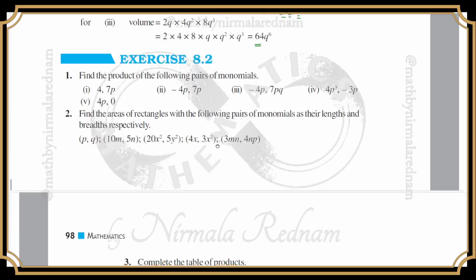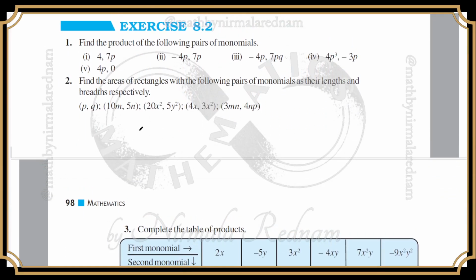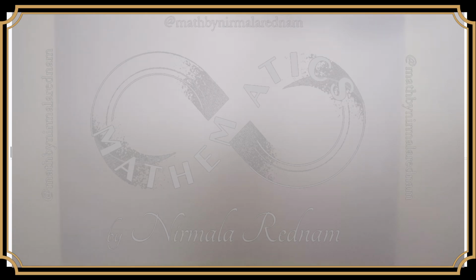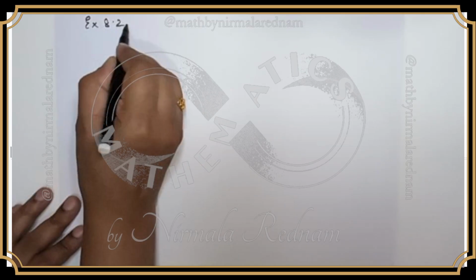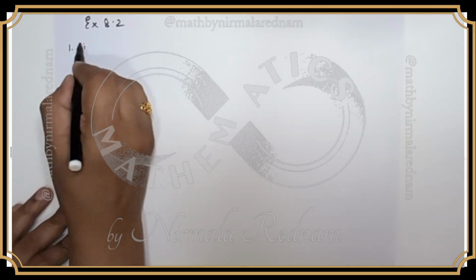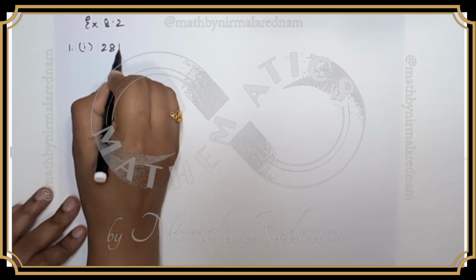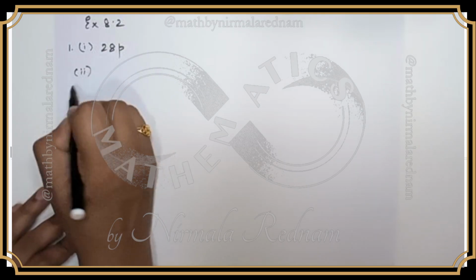So that is how you're going to multiply the given algebraic expressions. Now let's look at the exercise. First question they're asking, find the product of the following pairs of monomials. So if you look at it, exercise 8.2, 4 into 7p. 4 into 7 is 28. There's only one variable, and that is p, right?